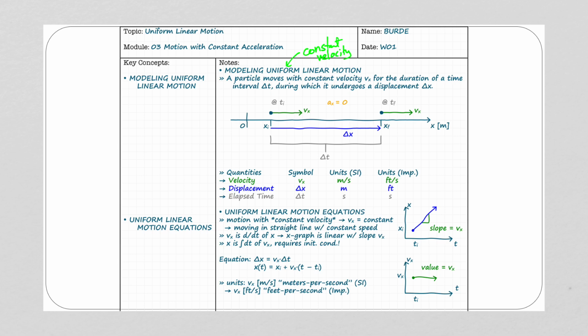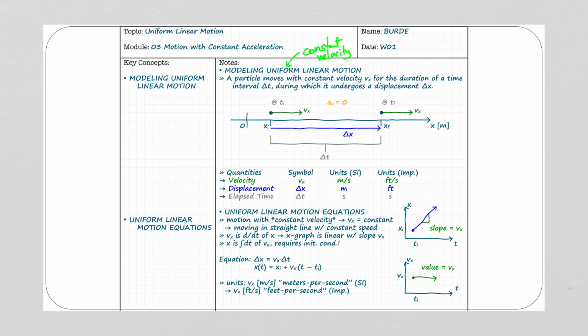And so we can say that the particle is moving with this constant velocity for a duration of a time interval delta t, and during that time, it undergoes a displacement delta x. So at t initial, at some initial time, it's at some initial position, some location on the x-axis. The particle has a velocity at that time. As time elapses, the particle moves. It's moving with constant velocity and zero acceleration.